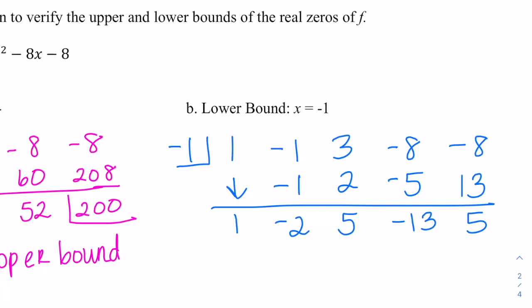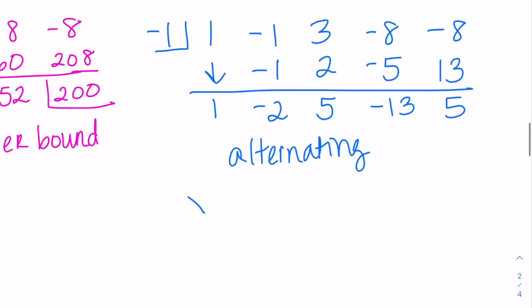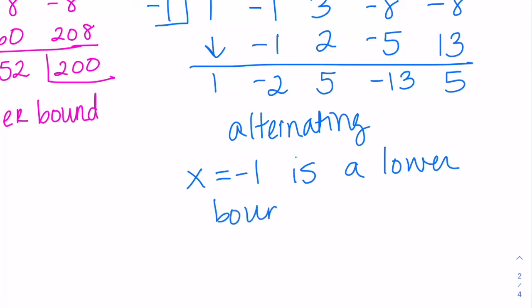If we look at this, each time it changes from positive to negative, +1 to -2, to +5 to -13, to +5. So these are alternating. That confirms that x equals -1 is a lower bound for the function.